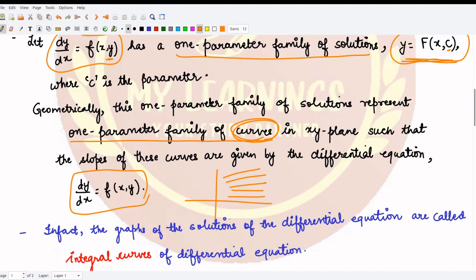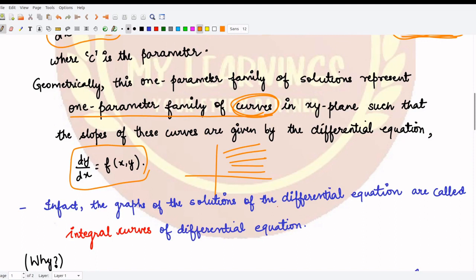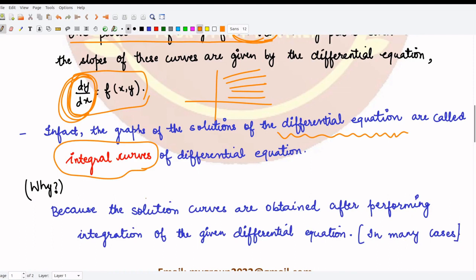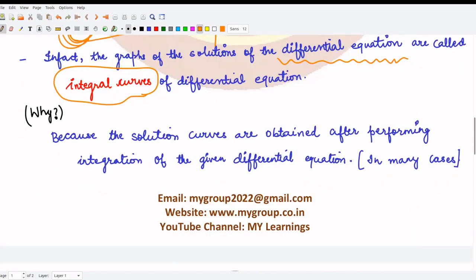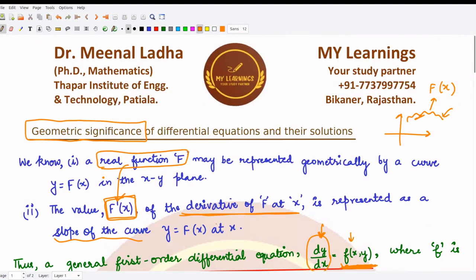Moreover, the graphs of the solutions of a differential equation are also called integral curves. Why? Because the solutions, the integral curves, are obtained by integrating your differential equation. Basically we want to get rid of this differential here, right? This is done by the basic method of integration, correct? So why are they called integral? Because the solution curves are obtained after performing integration of the given differential equation in most of the cases, correct?